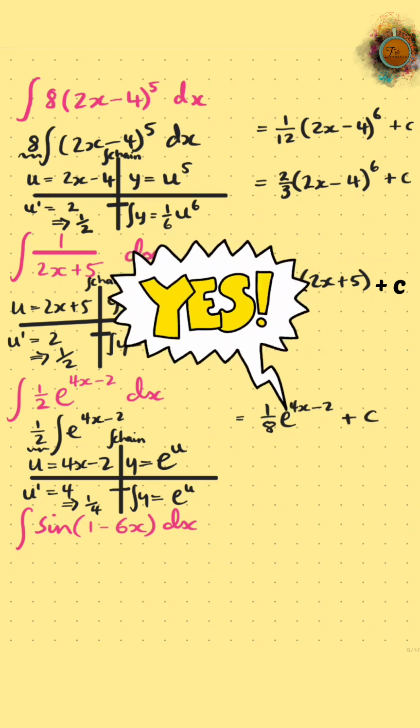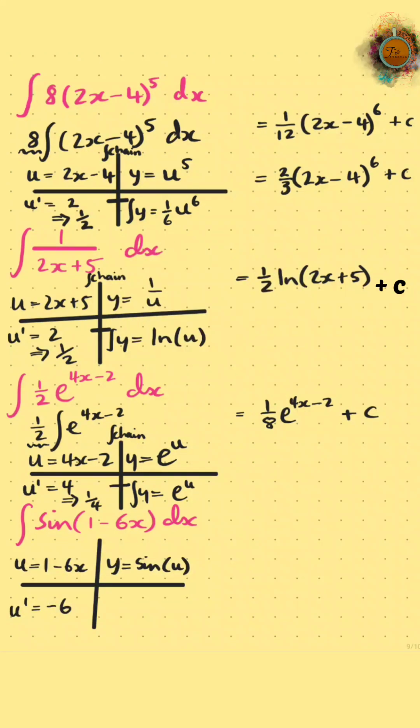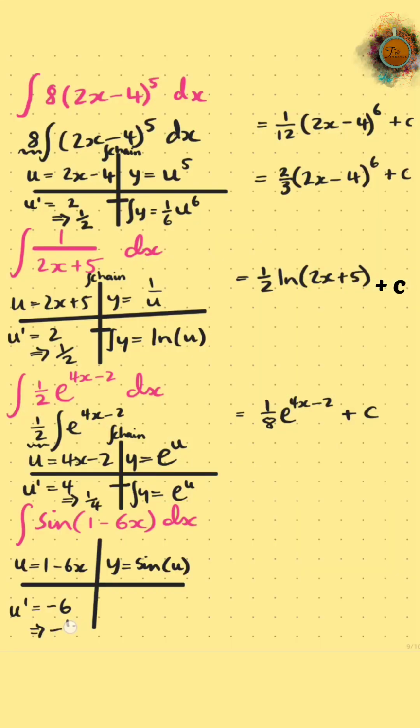No. Let's go, guys. U dashed is equal to negative 6. That's a tough one in a sense. If you're not confident, that is tough. But we don't want negative 6. We want negative 1 over 6. And we're going to integrate y, negative cosine. These two are going to be multiplied together as long as we've done the steps correctly. The two negatives are going to cancel, so that's really good news. I like that. 1 over 6 cosine of 1 minus 6x plus c.